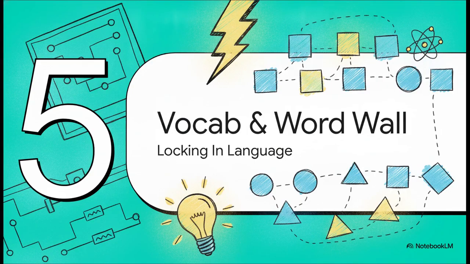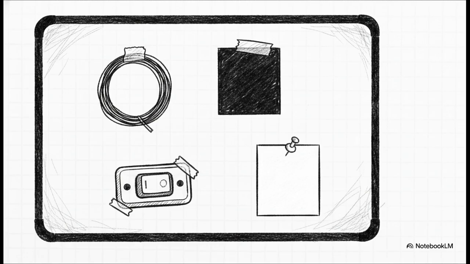And finally, Section 5, Vocabulary and Word Wall. Let's lock in that academic language. You aren't just slapping pre-printed cards on a board. You're building an interactive word wall dynamically with your students, using real objects, realia. Tape an actual wire and switch up there. Pin up a square of black paper to anchor the word absorb and white paper for reflect. Making it tactile and interactive is what actually makes the vocabulary stick.